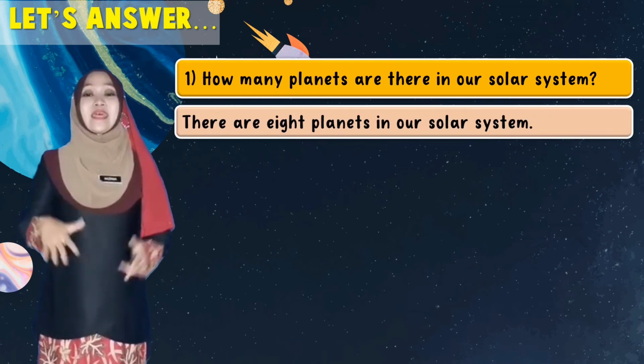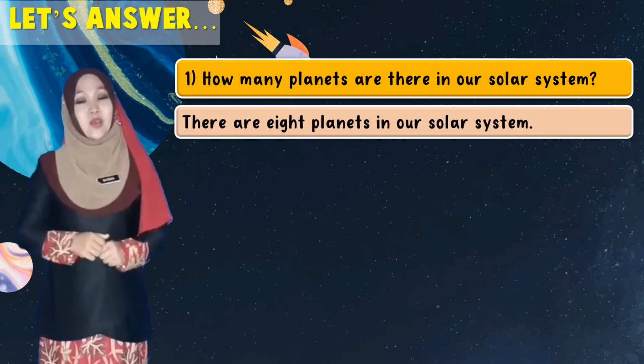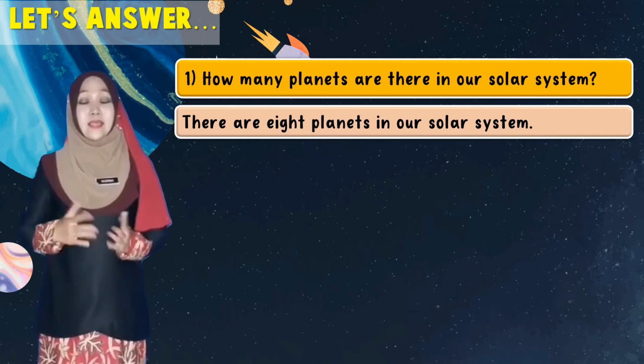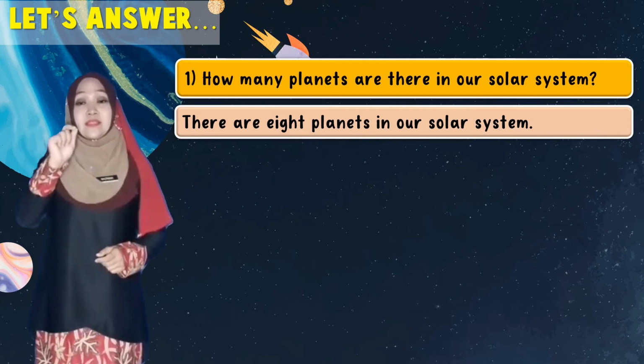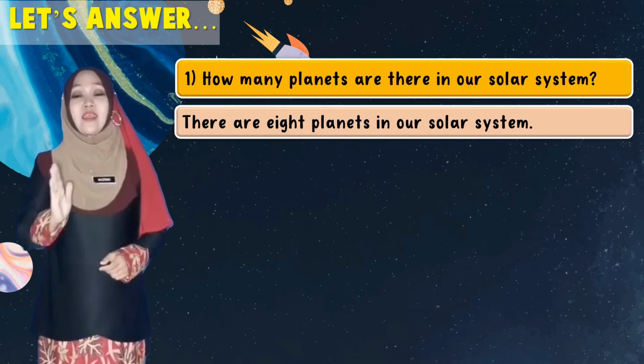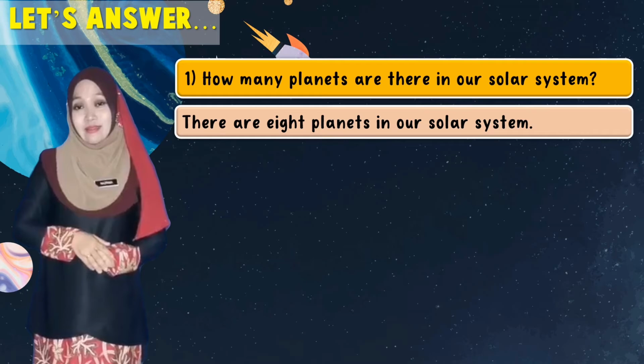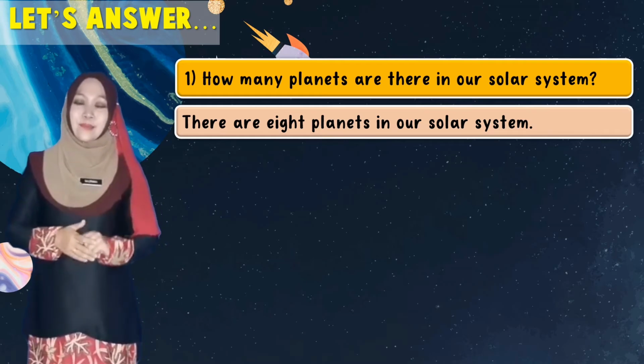There are 8 planets in our solar system. Full stop. I repeat, we start with capital T. There are 8 planets in our solar system. Full stop.